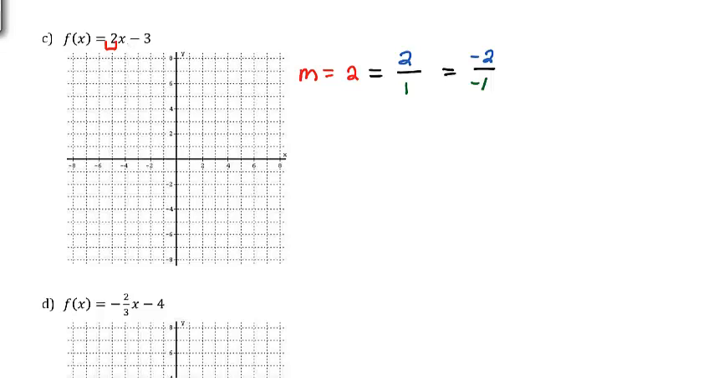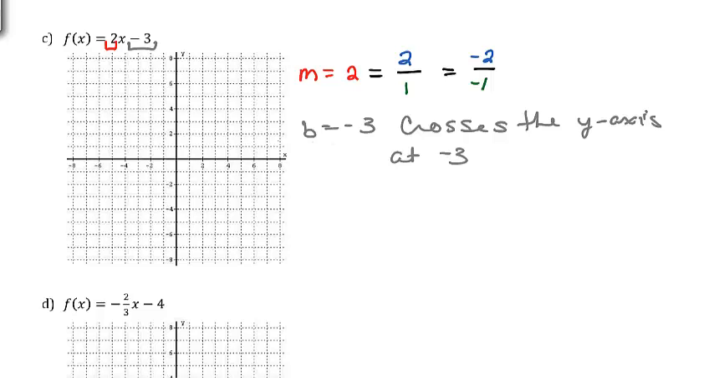And now our y-intercept, b, is -3. And so this crosses the y-axis at -3. So there's our y-intercept, and that's the point 0, -3.